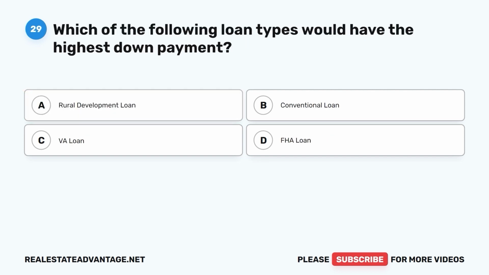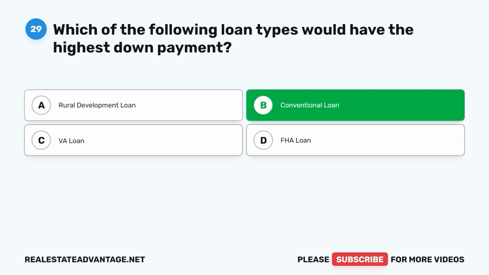Question 29. Which of the following loan types would have the highest down payment? A. Rural Development Loan, B. Conventional Loan, C. VA Loan, D. FHA Loan. The correct answer is B. Conventional Loan.